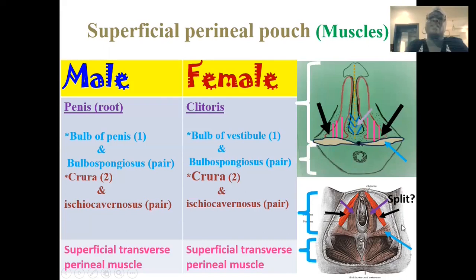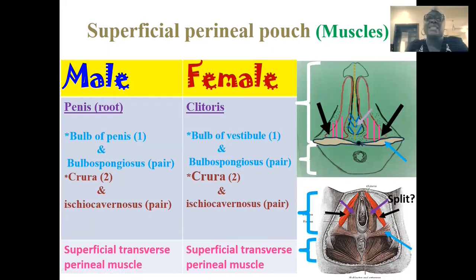Of course, it is located within the superficial perineal pouch, and this is why it is named the superficial transverse perineal muscle. It is superficial and transversely placed, located within the perineum, and this is where the name is drafted from. So these are the muscular content of the superficial perineal pouch.